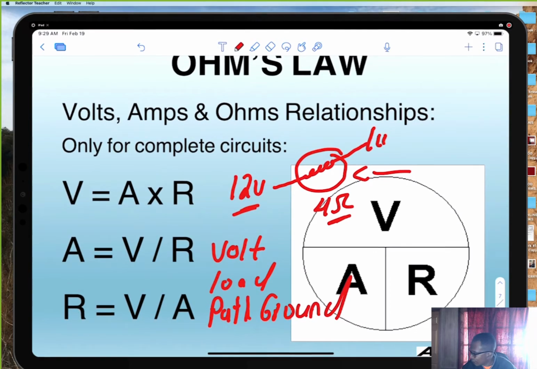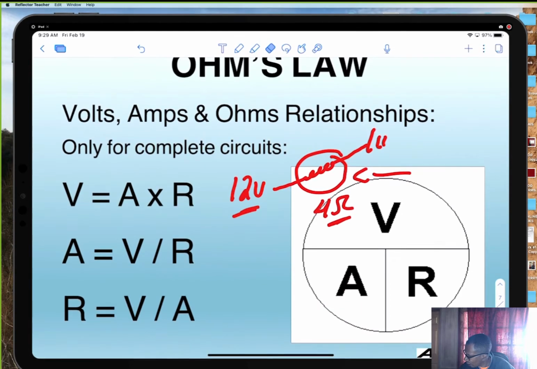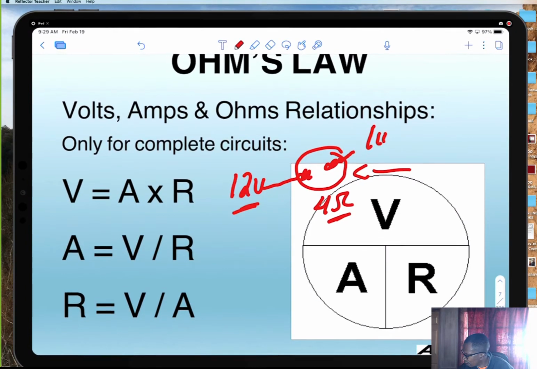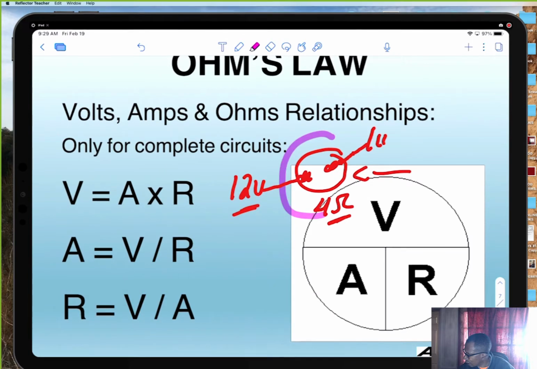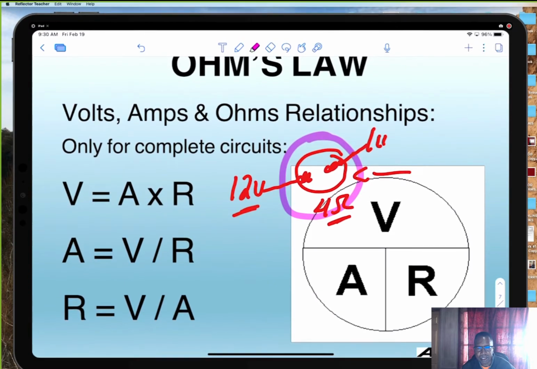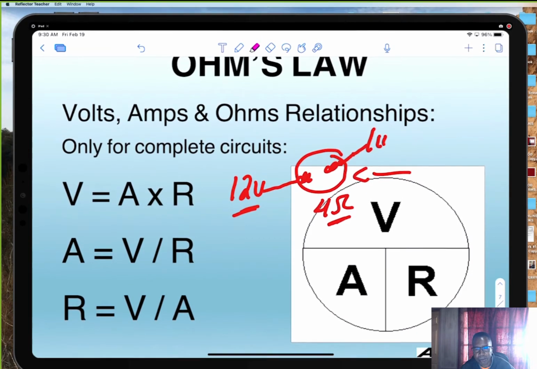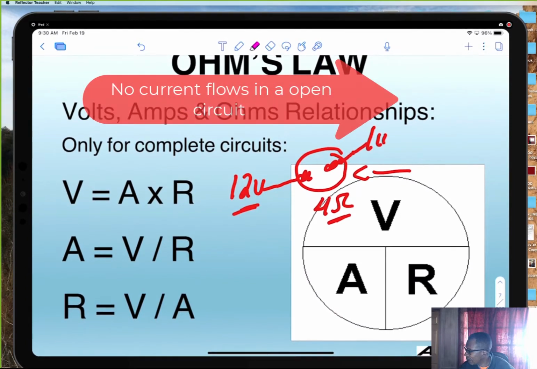If that circuit does this, that's an open circuit. What's this called here? Open. Yes, this is an open circuit. Now, with an open circuit, what happens? That's the key to answering 2 questions on the test.